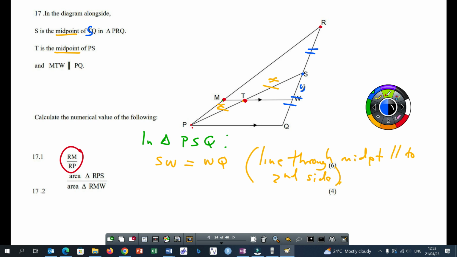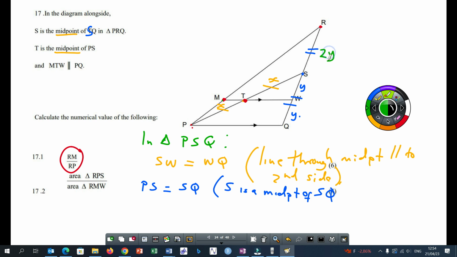So if this is x, that's x, and I can call that one y, and then that one is going to be y. Now, we are told that PS is equal to SQ. These two are equal because point S is a midpoint of SQ, which means I can call this one 2y. Are you following? Then remember the objective is to find the ratio of RM.